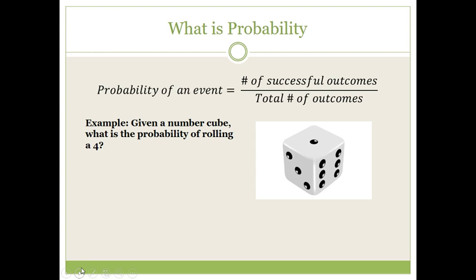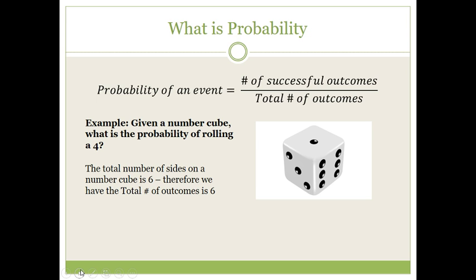Take a look at this example here. Given a number cube, what is the probability of rolling a 4? And a number cube is just another way of saying a dice, right? So we're going to figure out how many ways we can roll a 4 and how many total outcomes there are. Well, we can see that the total number of sides on the number cube is 6. There are 6 sides on that dice. Each of them are numbered 1 through 6. Therefore, we have a total number of 6 outcomes.